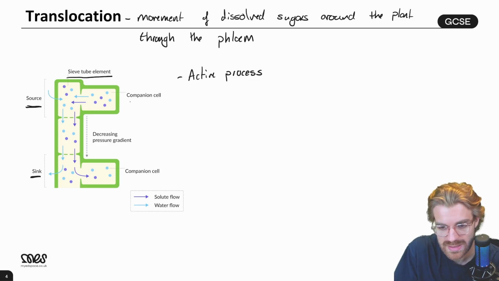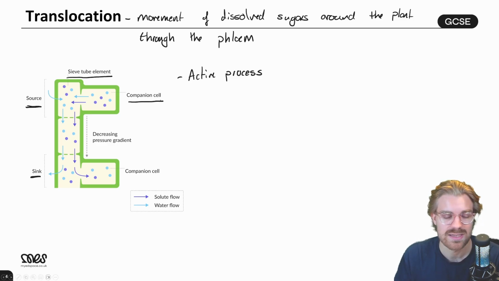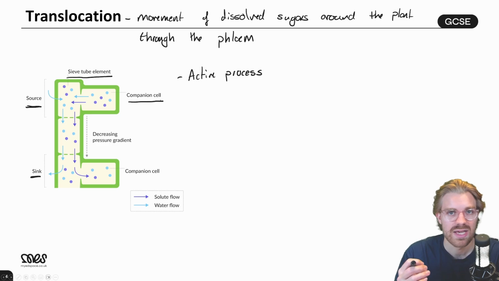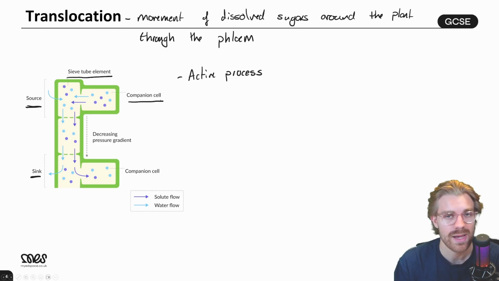The phloem also has the companion cells, and the companion cells help to load the solutes into the phloem, into the sieve tube elements. And because they're doing lots of active transport, they need to have a high rate of respiration, which means they would have lots of mitochondria.